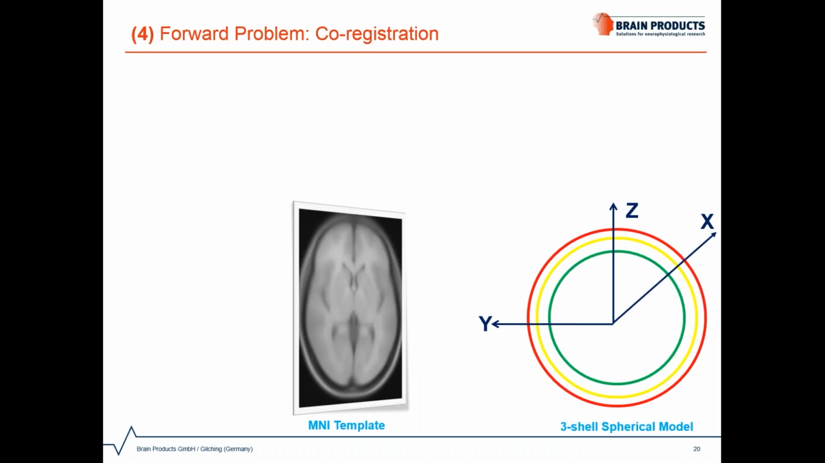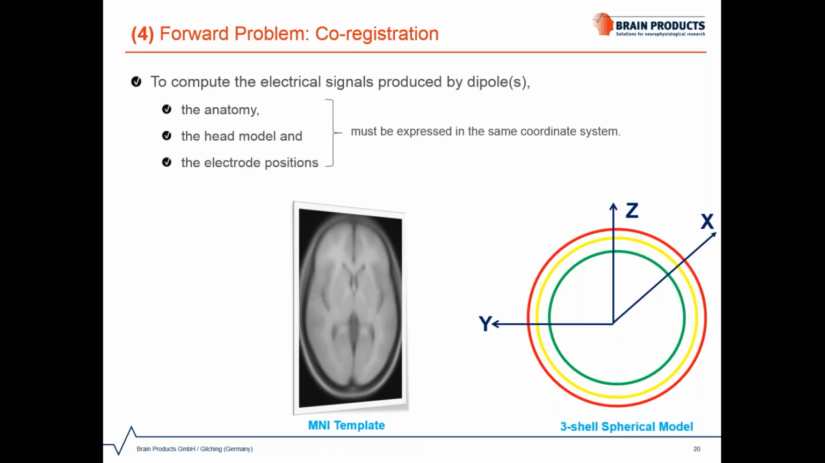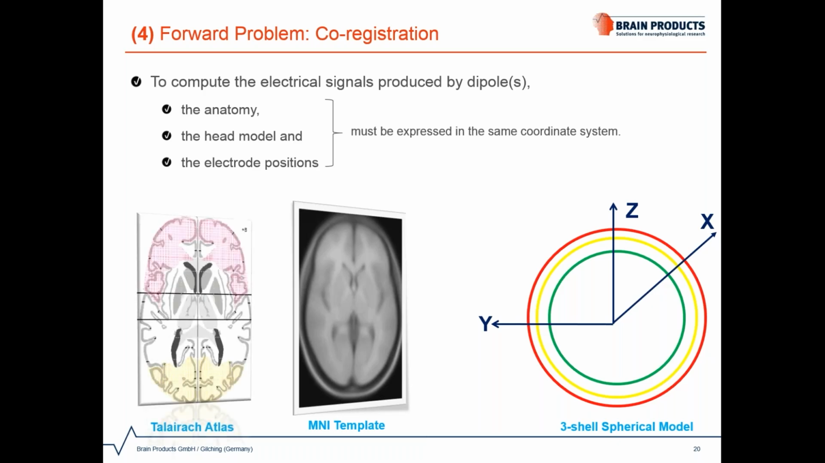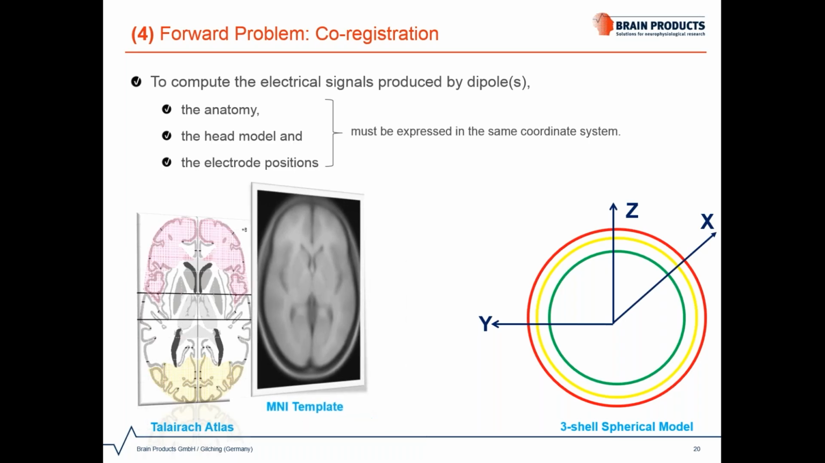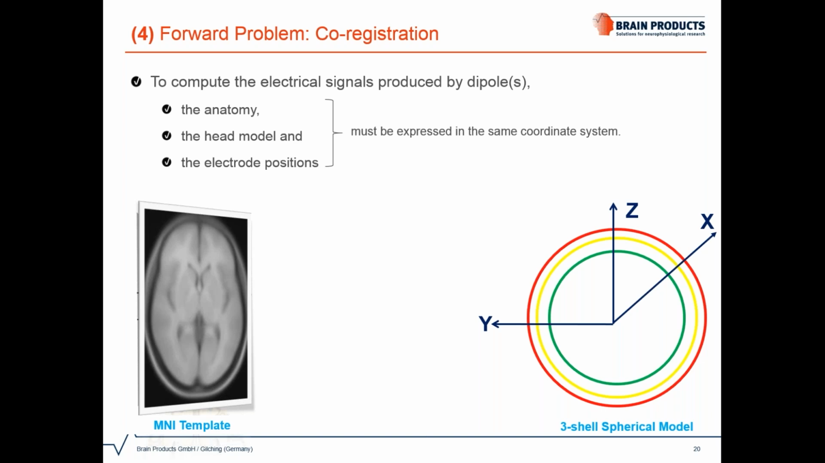Now let's move on to the last ingredient of the forward problem, which is co-registration, also known as coordinate transformation. All the models that we have discussed, that is, the anatomical and head model, as well as the electrode positions, must all be expressed in the same coordinate system in order to compute the electrical signals produced by a dipole. So as I have mentioned earlier, the Talairach atlas with its coordinate system is used as a reference, and the anatomical model, that is the MNI template, is registered to this reference atlas in such a way that it matches the equivalent positions on the Talairach atlas.